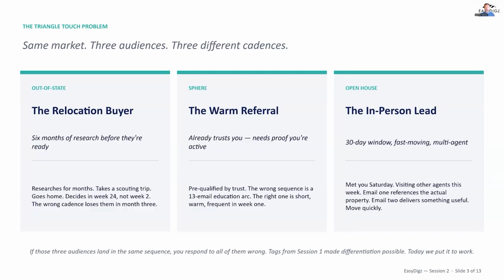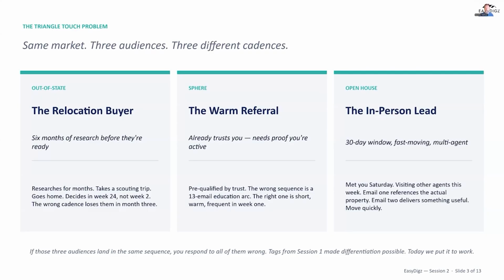And EasyDigz already has a pre-built library called Out of State Move In. It's 13 emails over 193 days, written specifically for the buyer relocating from outside the triangle. It includes neighborhood comparisons and school district guides. It includes commute times that you can expect, cost of living calculators, and how virtual tours and remote buying works. How does financing for relocating buyers work? That sequence doesn't exist by accident. It exists because the triangle's relocation market is strong and somebody has to write to those buyers who actually need to hear about this information over their decision-making period. And that's the sequence that we're going to load up.